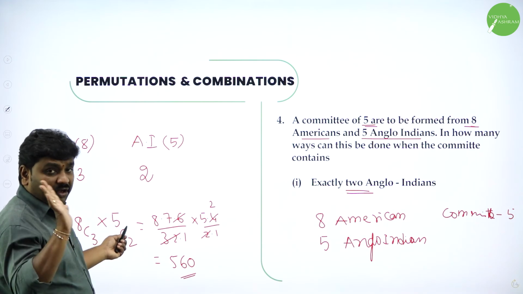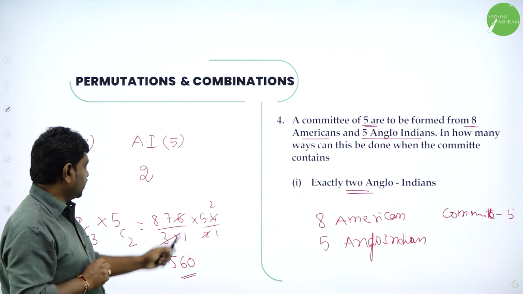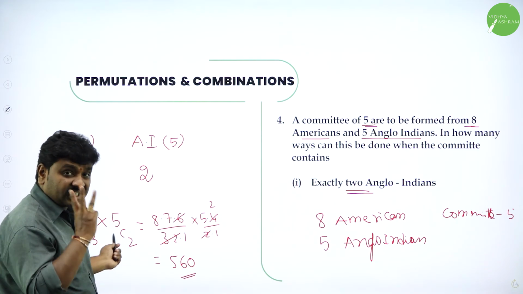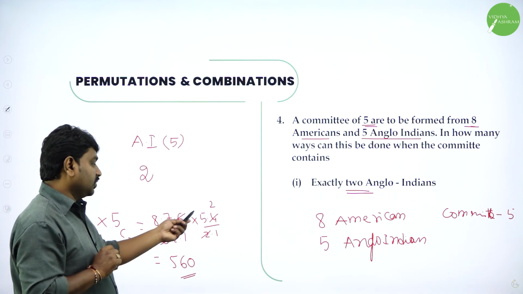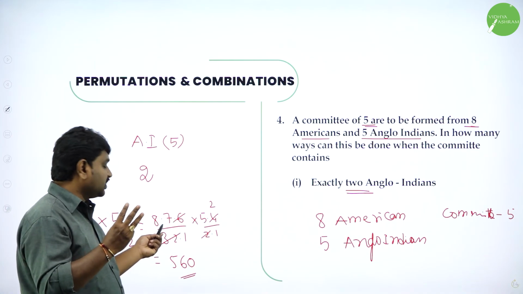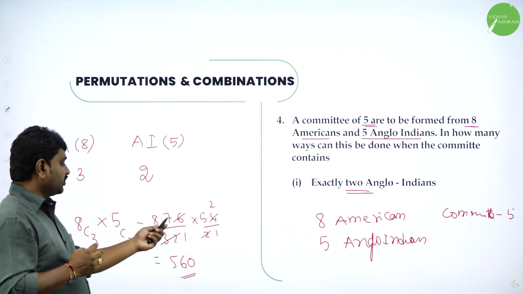Out of 5 Anglo-Indians, 2 can be selected in 5C2 ways. That is 5 4 into 2 1, that will become 10. And out of 8 Americans, 3 Americans I have to select to form the total committee. 3 plus 2, 5 members I should select. So 2 already you selected Anglo-Indians. Remaining 3 you select from Americans. So 8 7 6 divided by 3 2 1, 6 6 cancels.